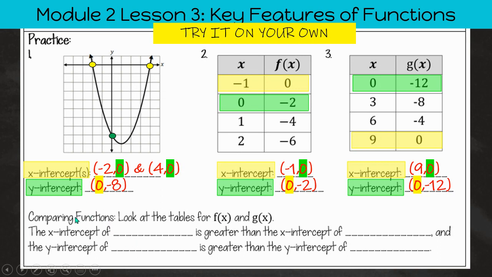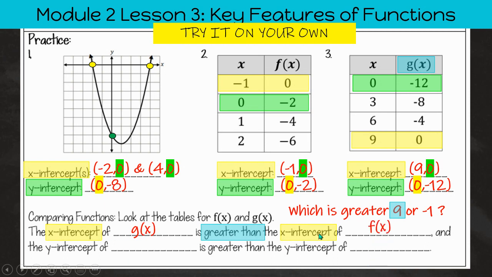Now, in this last part, it asks us to compare the functions. So we're looking at tables for f of x and g of x. The x-intercept of blank is greater than the x-intercept of blank. So we're comparing f of x and g of x. So which is greater? 9, because that's the x-intercept of our g of x, or -1, the x-intercept of our f of x. Well, clearly 9 is greater than -1, so that would be our g of x function. So the x-intercept of g of x is greater than the x-intercept of f of x.